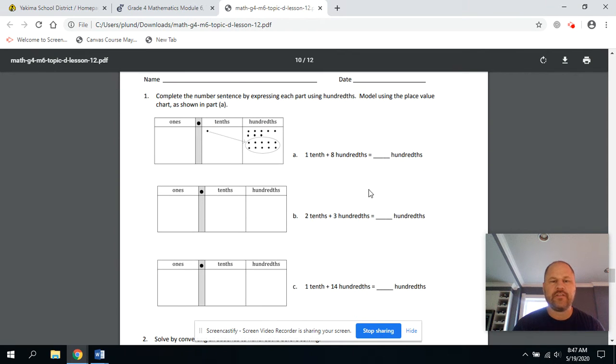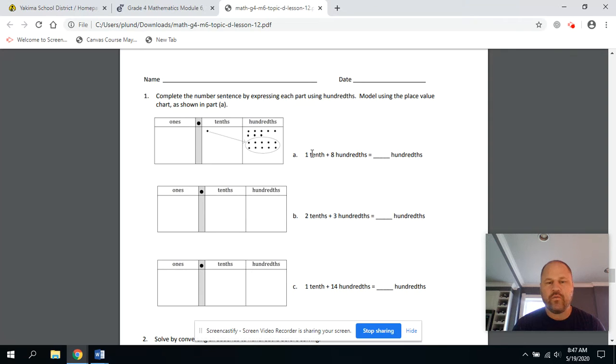Okay, complete the number sentence by expressing each part using hundredths. Model using the place value chart as shown below. Okay, so 1/10, which is here, 8 hundredths, which is here, equals how many hundredths?